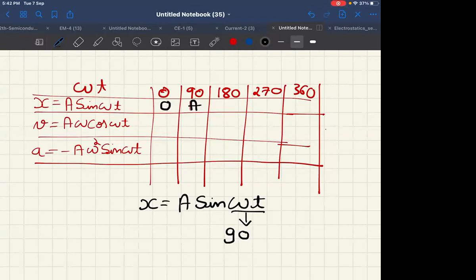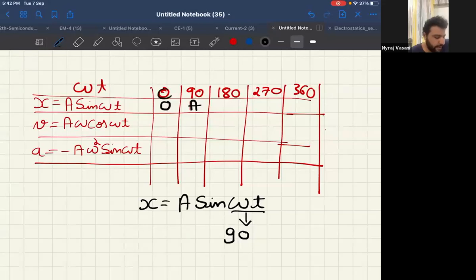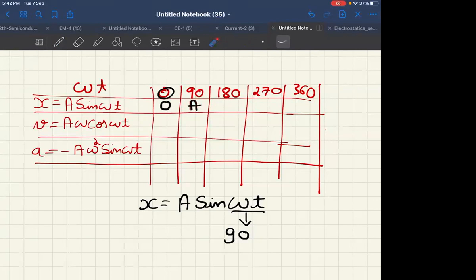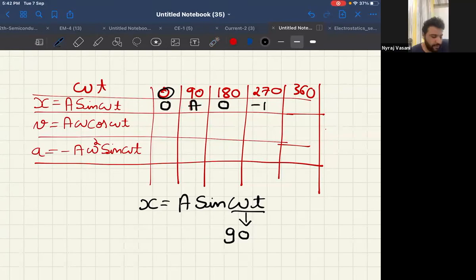Now look at the screen. I have got the answer for sine 0 and I have got the answer for sine 90, correct? If I got the answer for sine 0 and sine 90, can I say I don't need to put 180, 270, 360? Can you tell me why? Because I know if it is 0, A, I can continue the sequence of oscillation. Therefore, 0, A, 0, minus A, 0. Can I say this is right? Yes, sir.